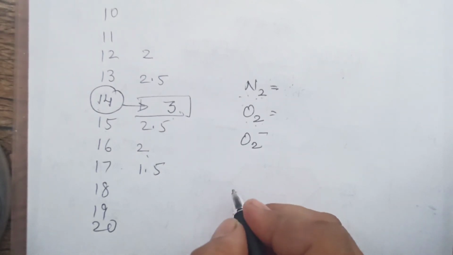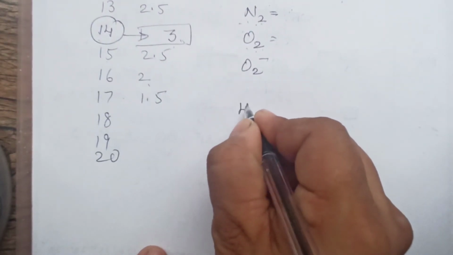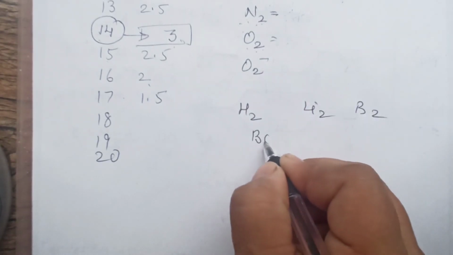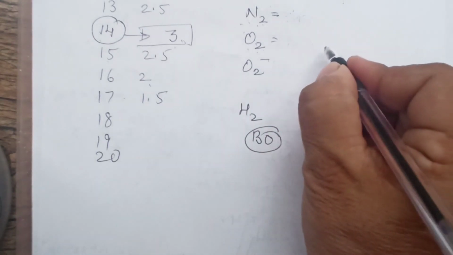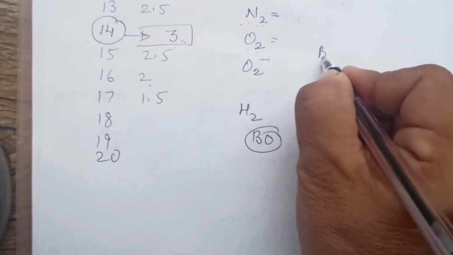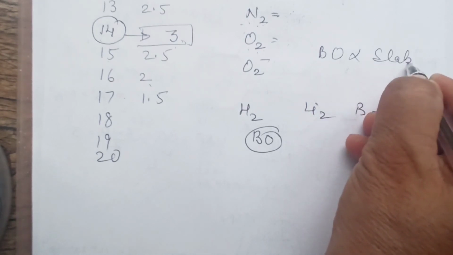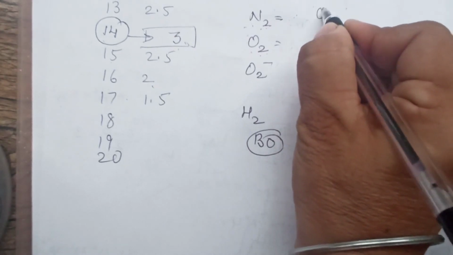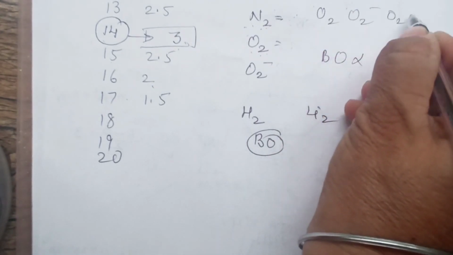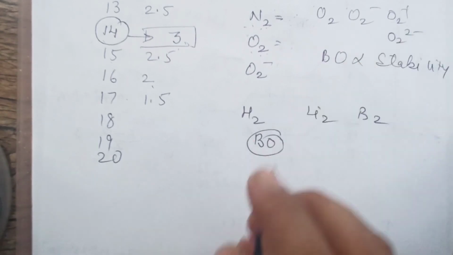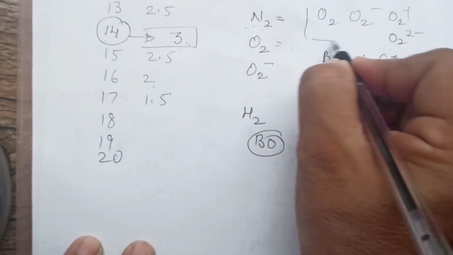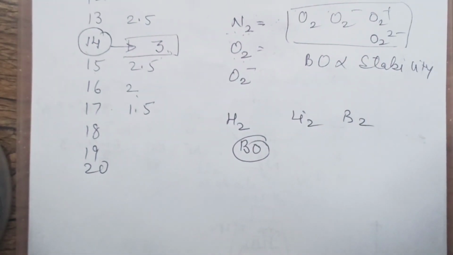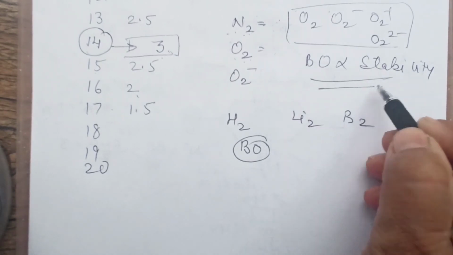Sometimes you may also come across some examples like H2, Li2, B2, where the bond order is same. Normally what we say, higher the bond order, more the stability, because we say bond order is directly proportional to the stability. Suppose some species are asked to you, like O2, O2 minus, O2 plus, O2 2 minus, arrange them in the increasing order of the stability. You will calculate their bond orders, and whichever is having the maximum bond order will be most stable. Normally it is like this, higher the bond order, more the stability.